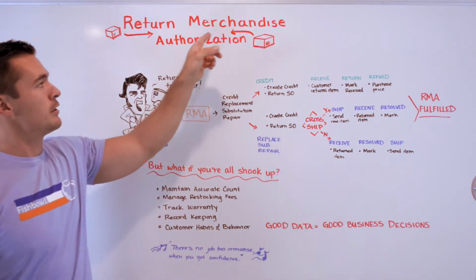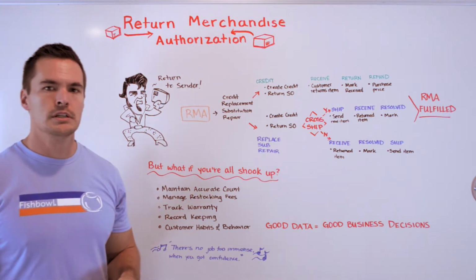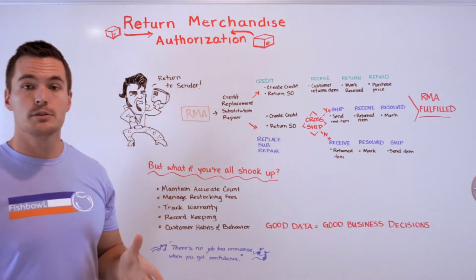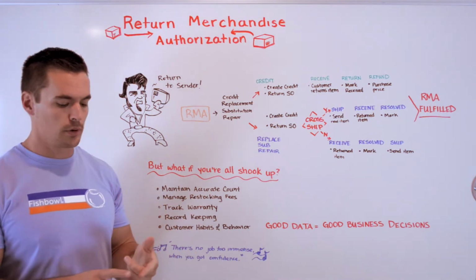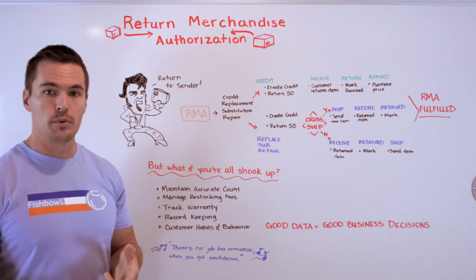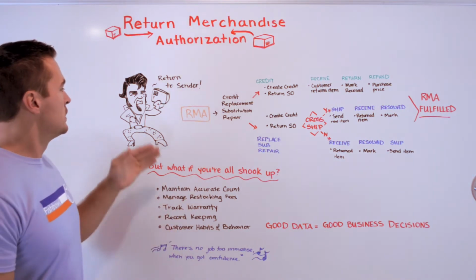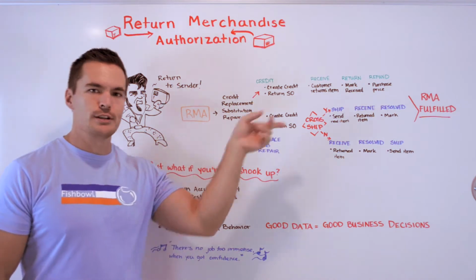Today we're going to talk about return merchandise authorization. This is for those times when you have customers that need to return something because it's broken, it wasn't what they thought it would be, needs repairs, etc. Like our good buddy Elvis here, he's the return to sender.